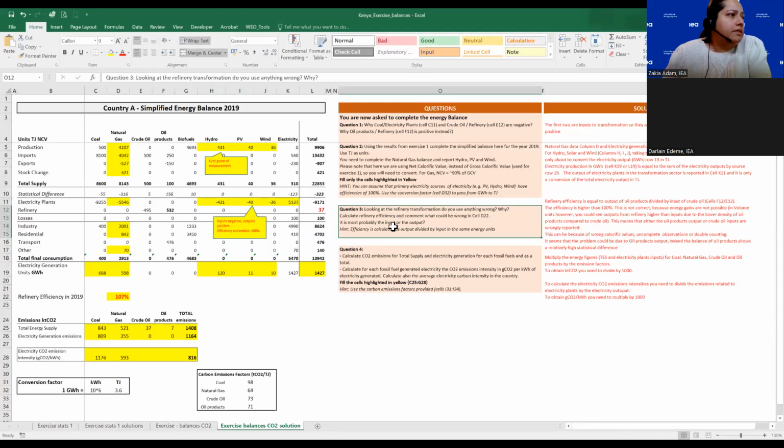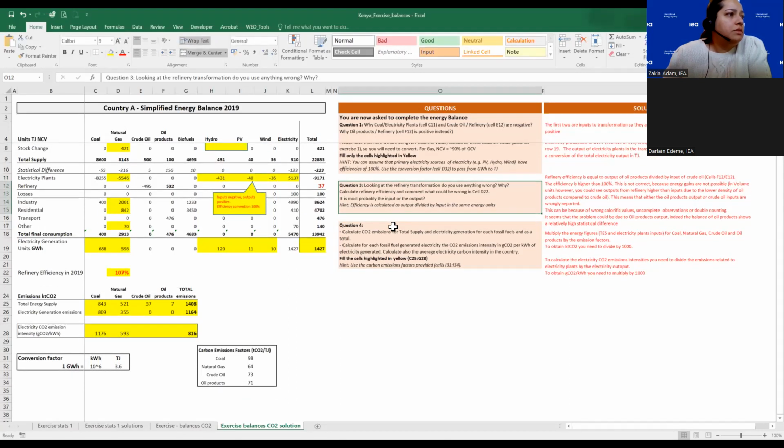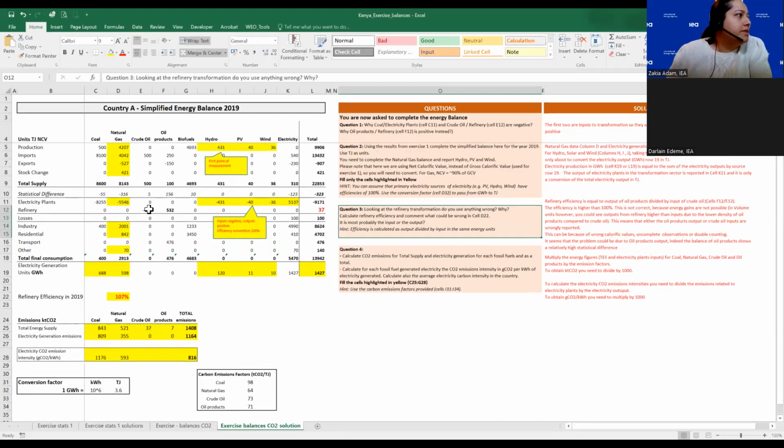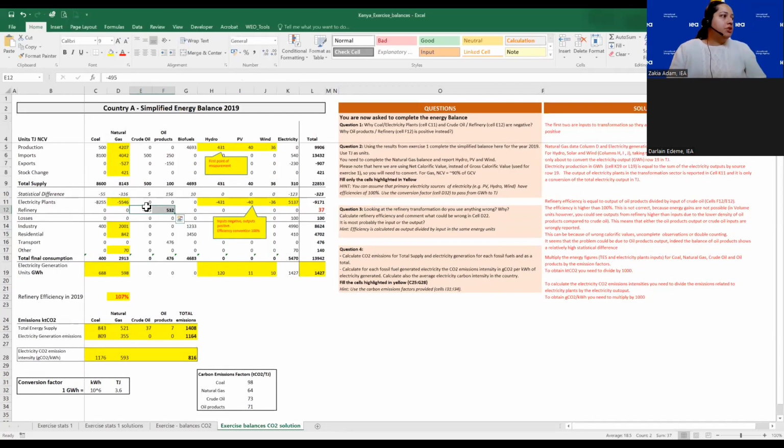Question 3, looking at the refinery transformation, do you see anything wrong? Why? So what do we see? For refinery transformation, you have minus 495 terajoule input for crude oil, and you have 532 terajoule as output. And then in your total here, you have plus 37. So here we see that your output is greater than your input, right?